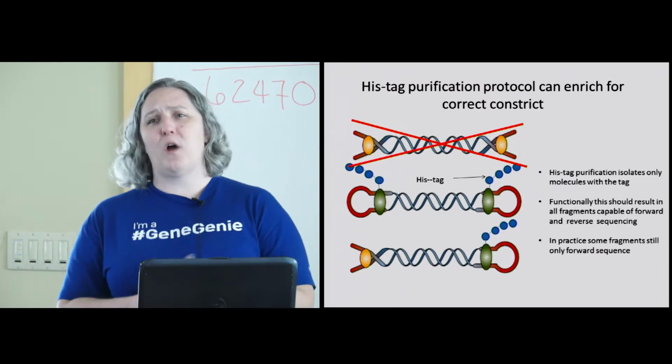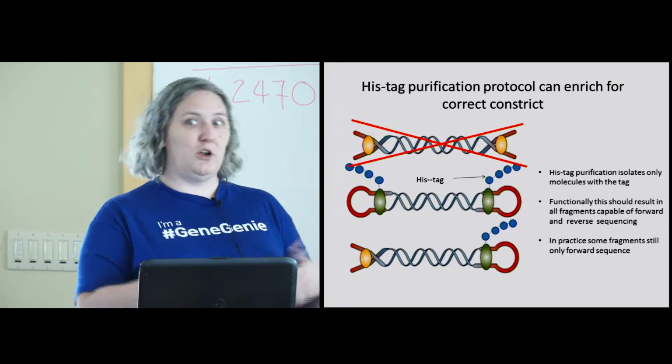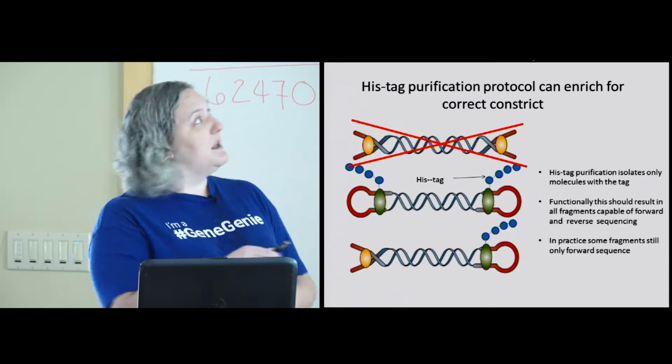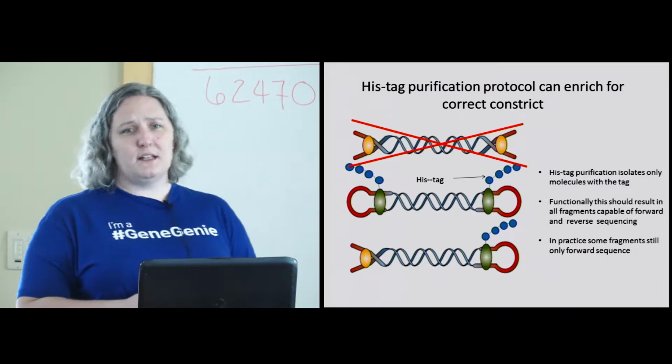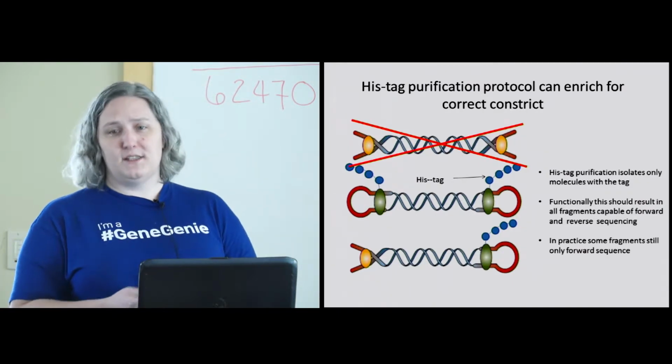You get computational problems where maybe it did do bidirectional, but it couldn't find the hairpin. It's possible some of these guys are coming through the mix. There's contamination, a number of reasons, but it is better than not using the his tag.